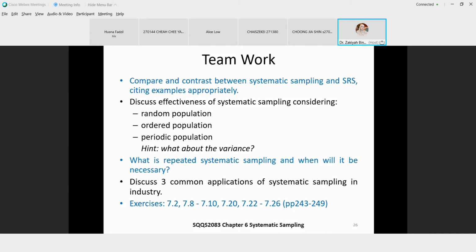The purpose of giving you this is so that you can read up and discuss in your team, come up with some notes on this discussion, so that it's easier for you to answer the textbook exercises. If you notice, the textbook exercises also have questions about all this, isn't it? And what is repeated systematic sampling? When will it be necessary? And three common applications of systematic sampling in industry. You could cite many examples actually, especially in quality control applications.